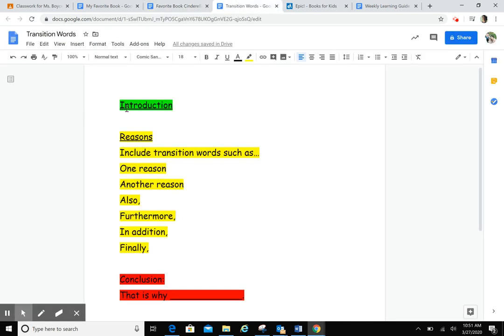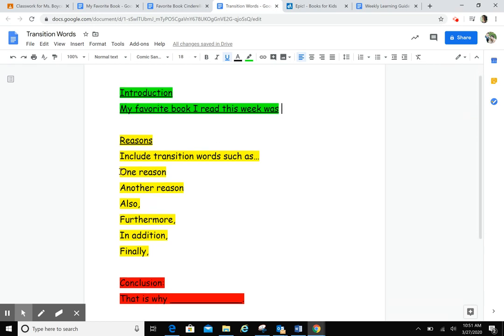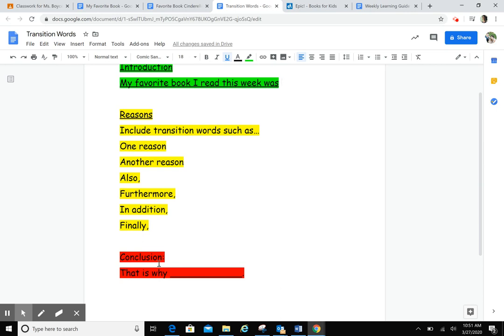So, just a reminder, all students should have an introduction, and that could look something like, my favorite book I read this week was, and they need their reasons. Make sure to include transition words such as one reason, another reason, also, furthermore, in addition, and finally. They can use any of these 3. Obviously, finally can only go in front of the last reason and the conclusion. That is why my favorite book this week was.